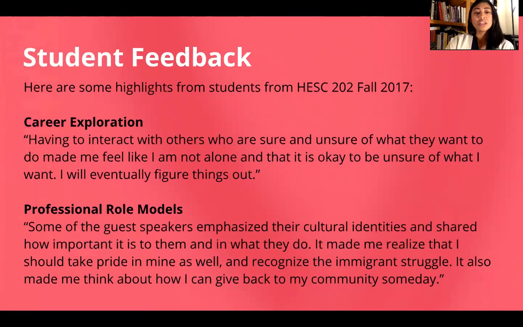Professional role models: "Some of the guest speakers emphasized their cultural identities and shared how important it is to them in what they do. It made me realize that I should take pride in mine as well and recognize the immigrant struggle. It also made me think about how I can give back to my community someday." So throughout the course, we'll have a few guest speakers so you can hear about their own personal journeys to become allied health professionals. And we really emphasize their story. So what are examples of ways that you can get to where they're at beyond just what you read in the textbook?